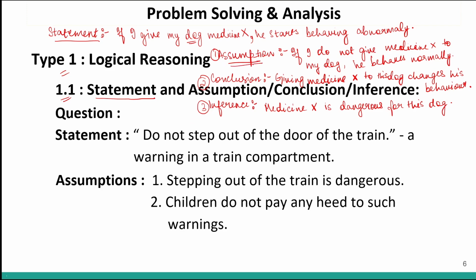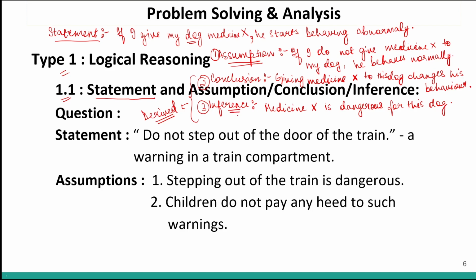When I talk about assumption, assumption means that it is already kept in mind while forming the statement. While forming the statement, if I give my dog medicine X, he behaves abnormally, we have assumed, it is implicit in the statement, that if I do not give this medicine, the behavior of my dog is normal, right? Looking at this statement, we can derive these two, conclusion and inference. Conclusion means that I have concluded that giving medicine X to this dog changes his behavior, and I can infer from this statement that medicine X is dangerous for this dog.